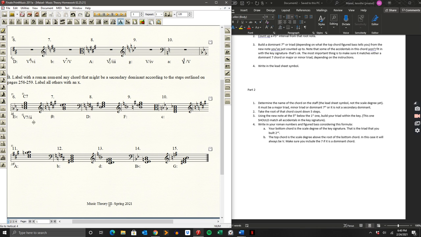Just do exactly what we just did. You know, watch out for your inversions. Make sure that whenever you're writing in your lead sheet symbols, you include your inversions. Don't forget your inversions on your figured bass. And just count carefully.